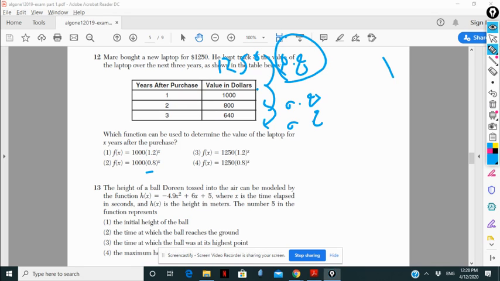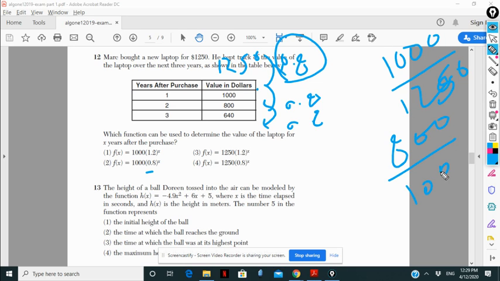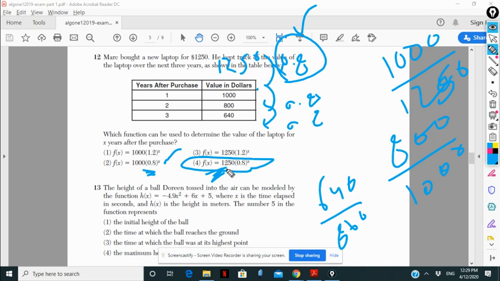How did I know that? I divided the 1000 by 1250. I divided the 800 by 1000. I divided 640 by 800. So that gives me this value. So the rate of change is 0.8 and the x is the years. So it should be number 4 because the starting amount is 1250. So in that case, I'm picking 4.